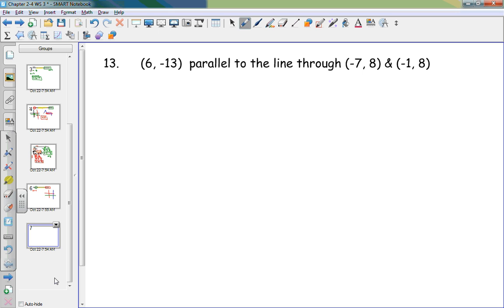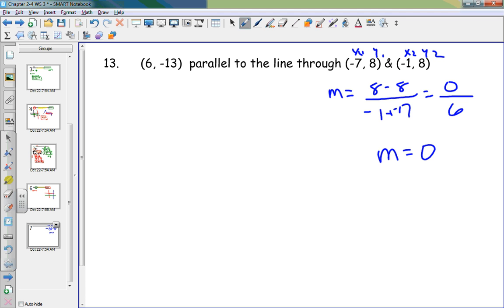Okay, why is this problem different than the rest of them? I have 2 points. Okay, so I need to find what here? The slope. So that's going to be x1, y1, x2, y2, so that's 8 minus 8, negative 1 minus negative 7, 0 over 6. So what's 0 divided by anything? 0. Now I want you to think about this. What line has a slope of 0?